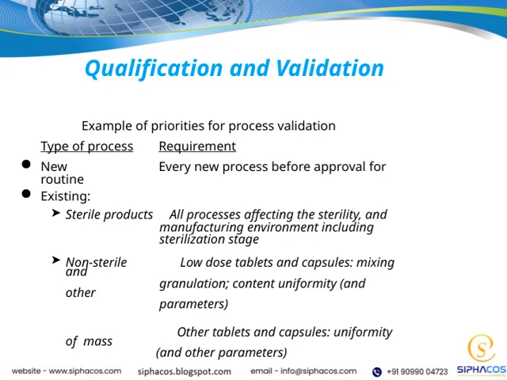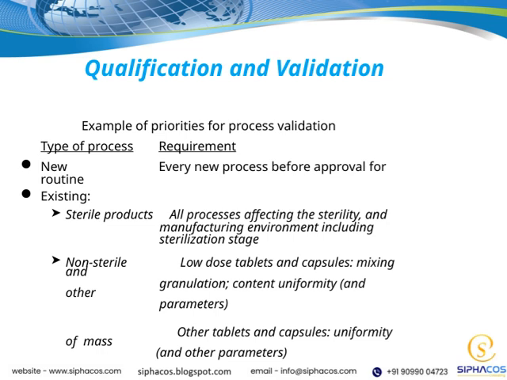Let's look at some examples of priorities for process validation. When it comes to new processes, the key point is that every new process must be thoroughly validated before it receives approval for routine production. This is critical to ensure that the process is capable of consistently producing quality products from the start. For existing processes, the validation requirements depend on the product type. Take sterile products, for example. Any process that could impact sterility, such as those affecting the manufacturing environment or sterilization stages, must be validated. This ensures that sterility is maintained at every step, which is vital for patient safety.